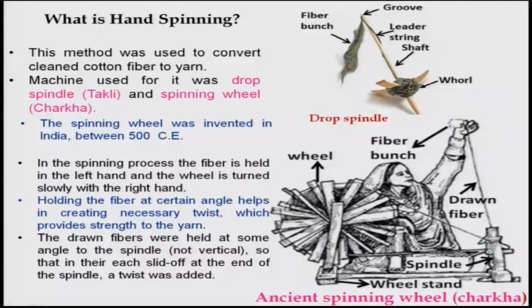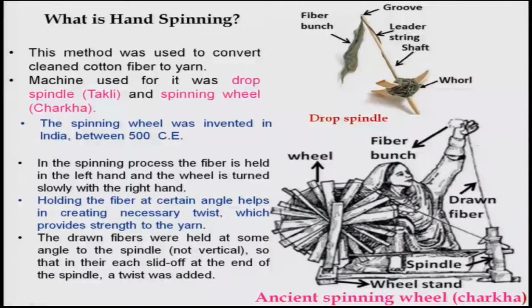During this spinning process, the fiber is generally held in the left hand if you are a right-handed person, but if it is a left-handed person, it will be the other way around, right. And the wheel is turned slowly with the right hand, this bigger wheel, which helps the spindle to move properly so that you can twist it.